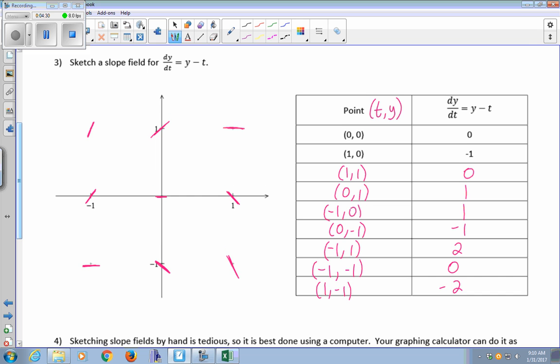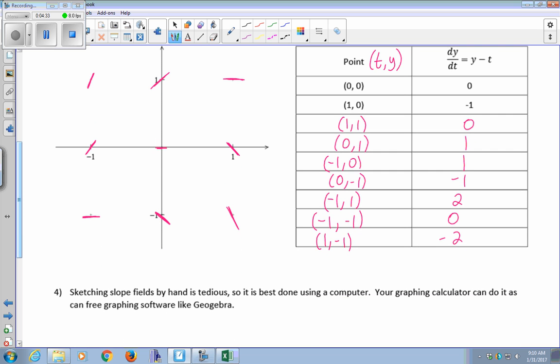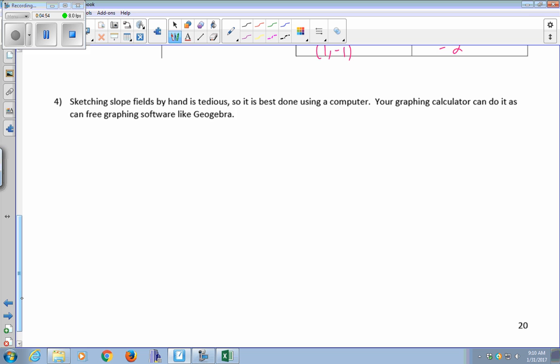So sketching slope fields by hand is very tedious, and like my slope of 1 versus my slope of 2, it's hard to distinguish. But a computer can do this really well, right? Because you can do lots more points. It doesn't have to do just integer points, and it can really differentiate the slopes. So it's best done using a computer. Your graphing calculator can do it, whether you have an 83 or an 89. Your 83 might need a special program that I put a link of where you can download it. Your 89, it's built in. And then free graphing software like GeoGebra can do it too.